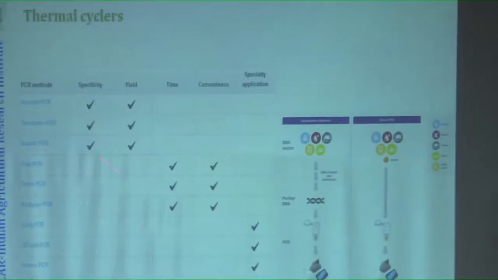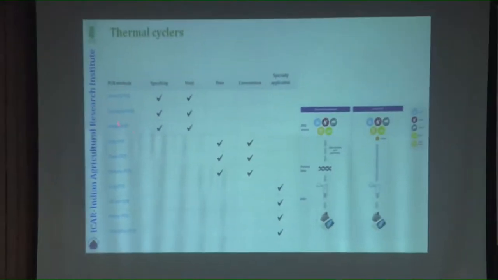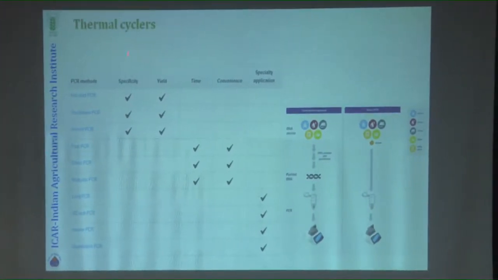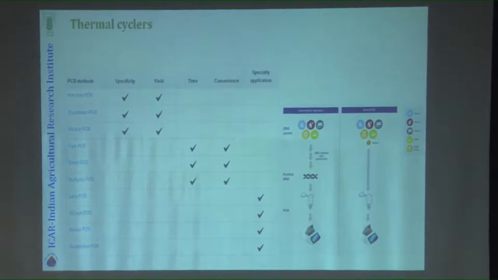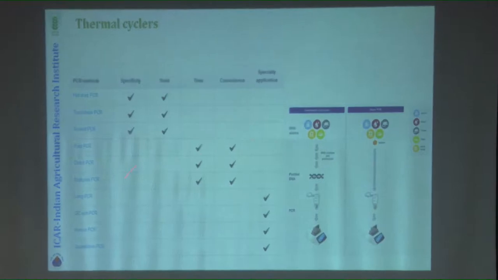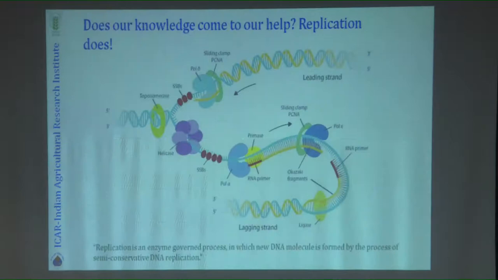As I told you, we have several methods, like hot start and touchdown, and these have advantages in terms of specificity, yield, time required for running the reaction, convenience, and specialty applications. I'm going to talk more about quantitative PCR. The conventional approach is to isolate the DNA, use it in reaction cups, and then quantify using PCR. But you could also do a direct PCR, where samples are put directly into the PCR machine. So there are a lot of improvements.